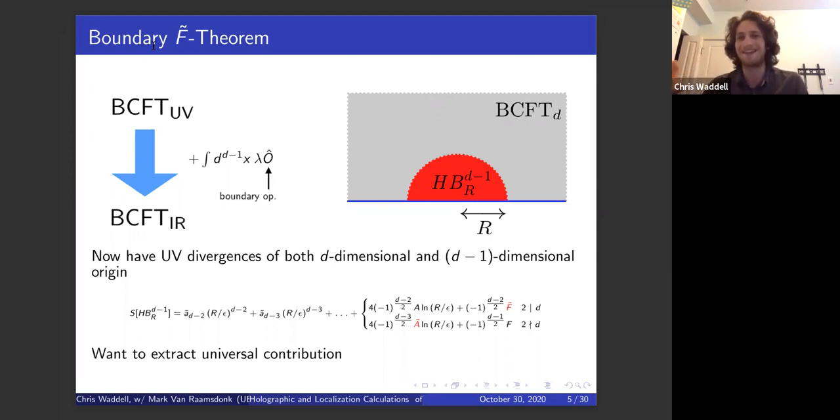Analogizing with our previous discussion, we might consider the entanglement entropy for some half-ball region, which is centered at the boundary of the BCFT. This entanglement entropy is again going to have some UV divergences. This time the UV divergences are both d-dimensional and d-1 dimensional in origin, because we have this d-1 dimensional boundary. But we're again going to want to try to extract some universal contribution.